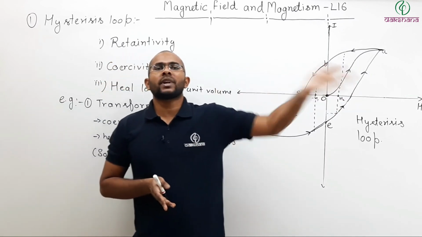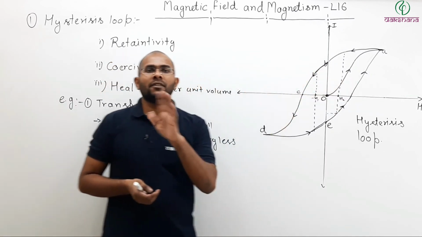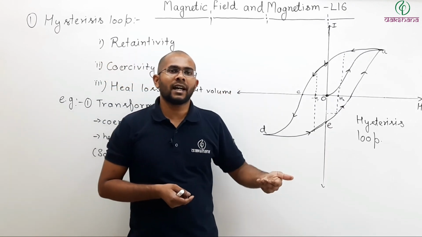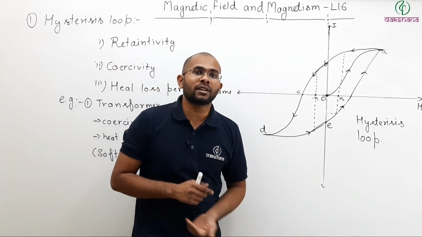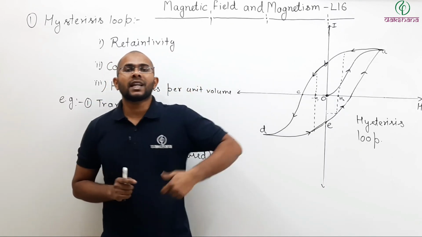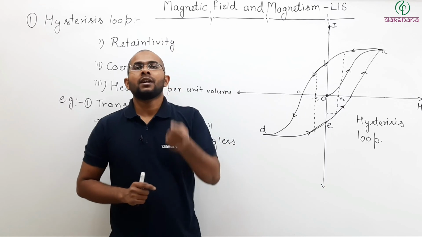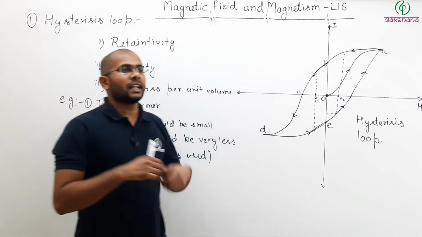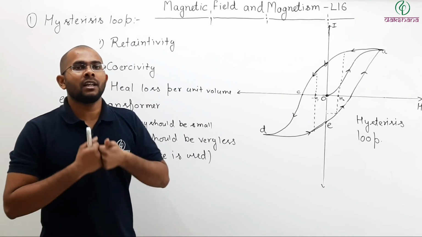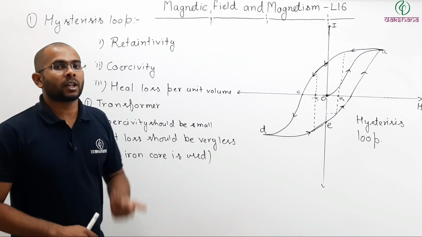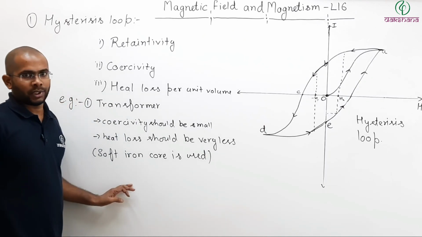So in case you want to make a permanent magnet, soft iron is not a good candidate. There you use hard iron, or steel. For steel, the coercivity is high, so you can use steel to make permanent magnets. That way you can judge what type of ferromagnetic material will be suitable for what purpose. Pause the video, note it down.